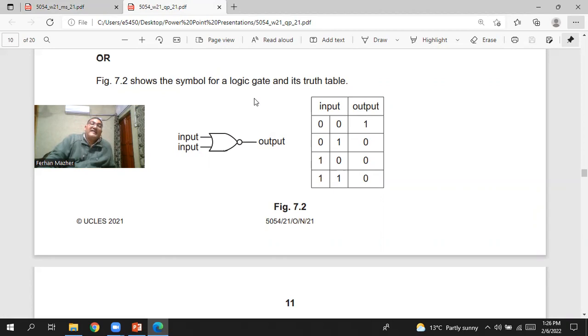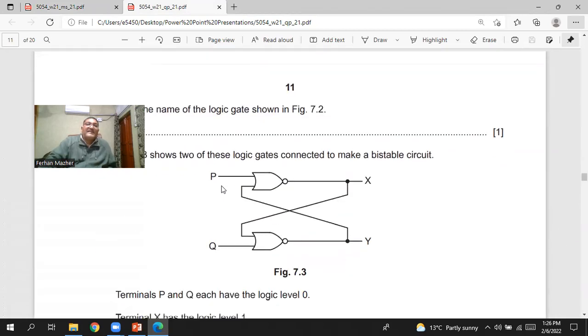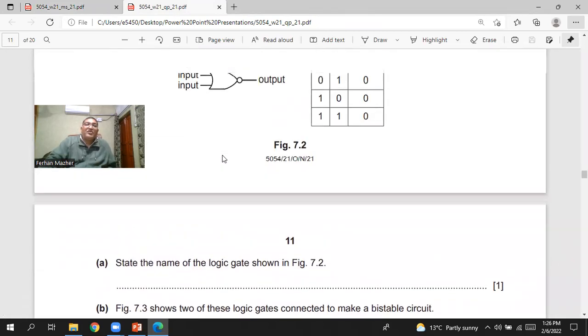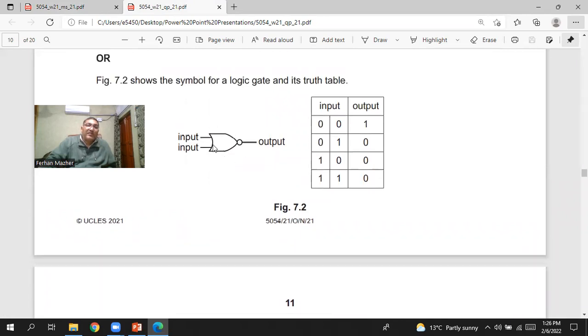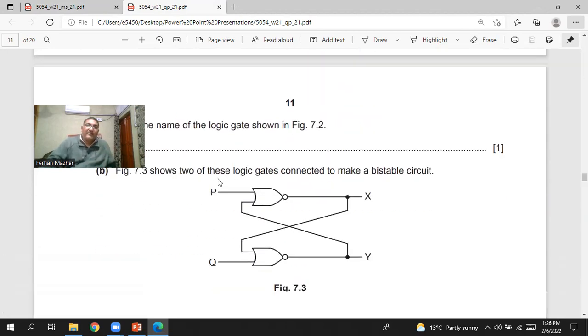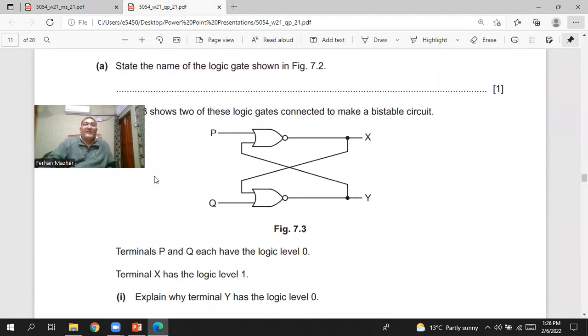The NOR gate is A plus B. If A and B are the inputs, A plus B, and then you invert the answer. So this is Boolean algebra. He says state the name of the logic gate shown in the figure. This is the symbol for the NOR gate, N-O-R. It means OR gate, and after the OR gate, we have put a NOT gate. So we call it NOR gate. Okay, so that's the A part.